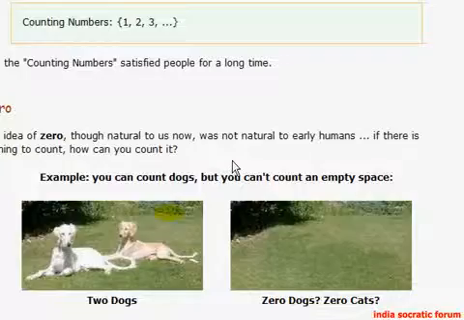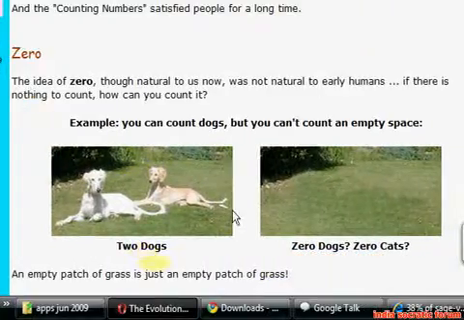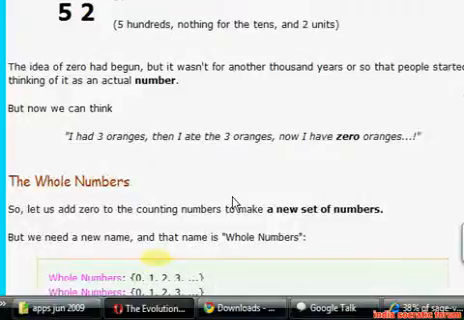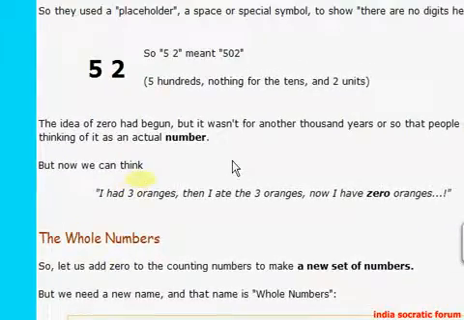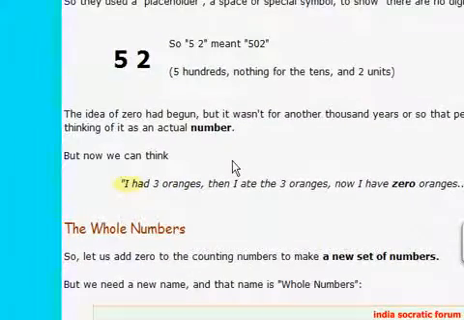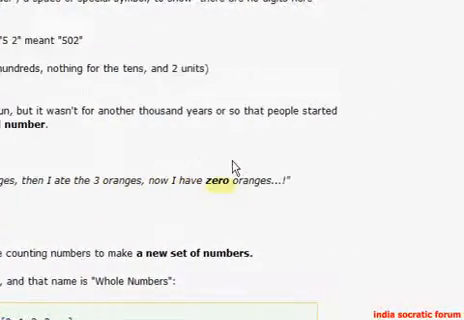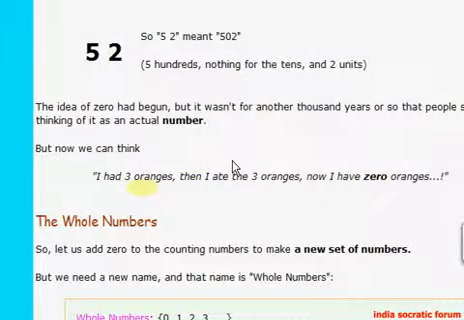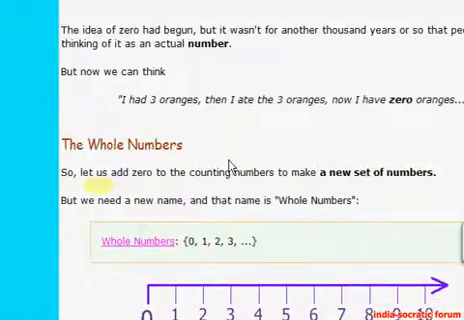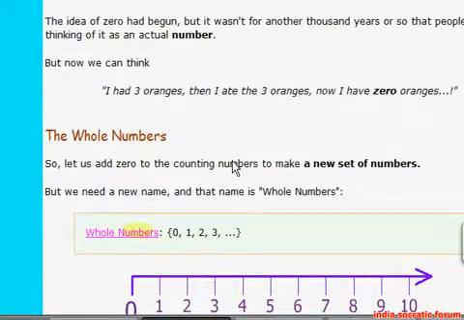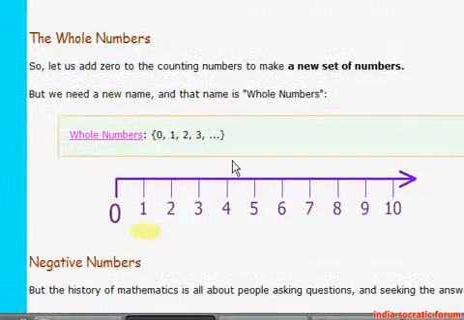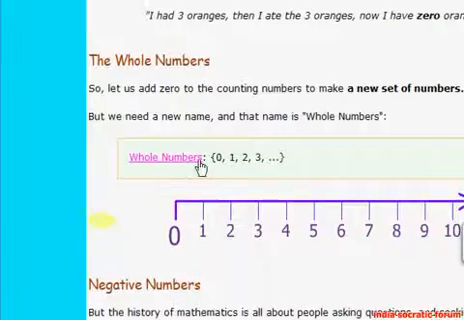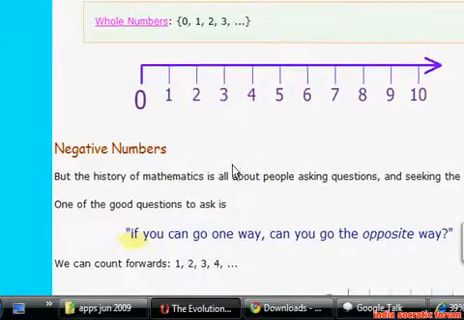Then came the idea of zero, which helped to depict that there is nothing. For example, if I had three oranges and I ate three oranges, then I have zero oranges. So there is a placeholder to depict zero or nothing. Then came the whole numbers: when we add zero to the natural numbers, we get the whole numbers.